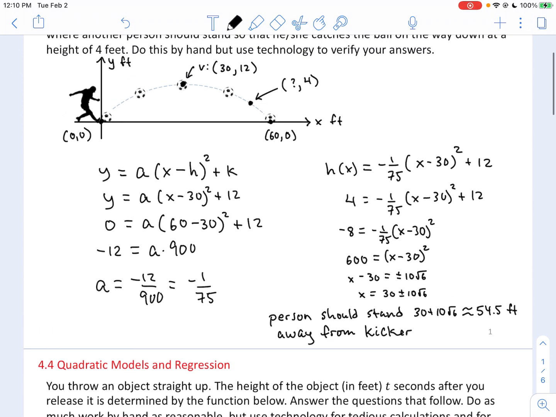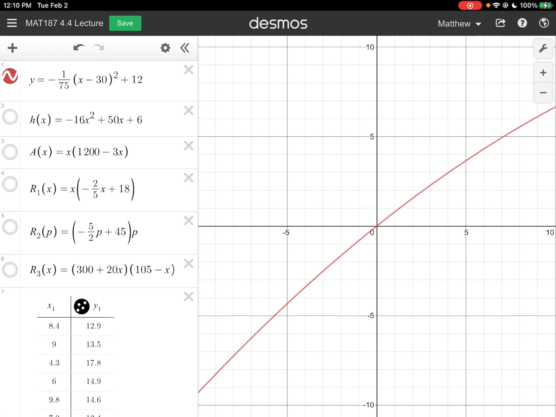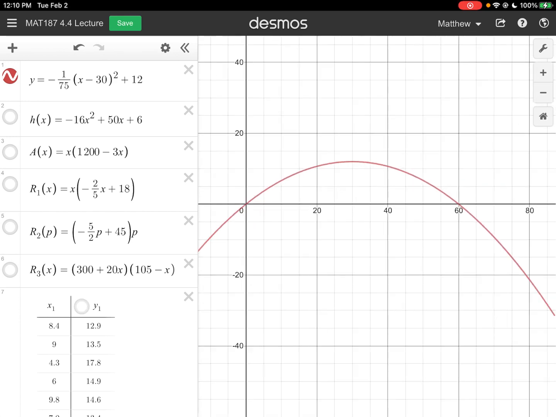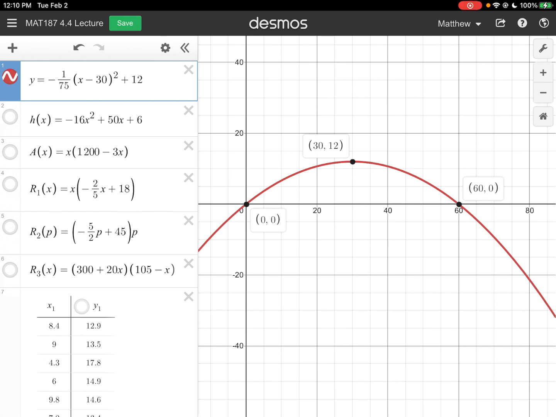Okay, so here is our work for this one, and we're going to use technology to verify it. Let me reveal the function that we just found, and I'll zoom out. If you click on the red graph, you'll verify all of these points of interest. So this confirms that we found the right model.